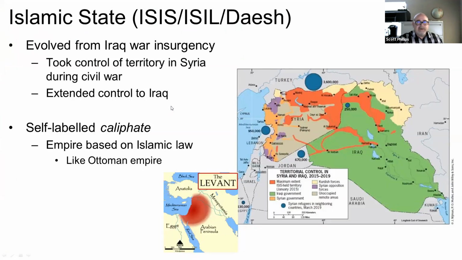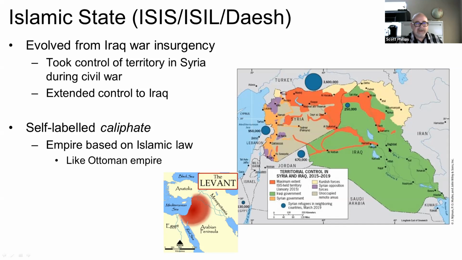One group that emerged during this, talking about stateless actors, is the Islamic State, or what was called ISIS or ISIL or Daesh, which is an Arabic acronym for it. This really evolved out of the insurgency during the US war in Iraq. The insurgents that were fighting the US in Iraq, when Syria had a whole lot of unrest, made their way into Syria and really started to expand their forces and come back. And they extended a whole lot of control over territory in Syria and Iraq.